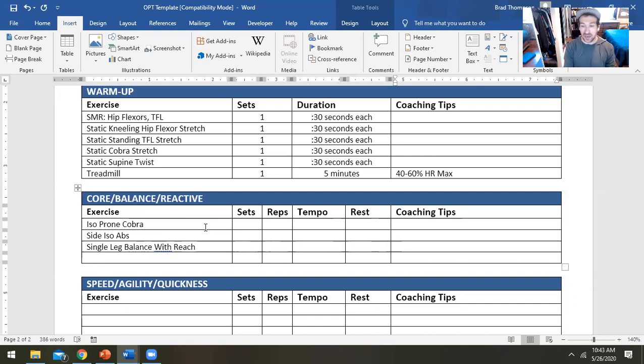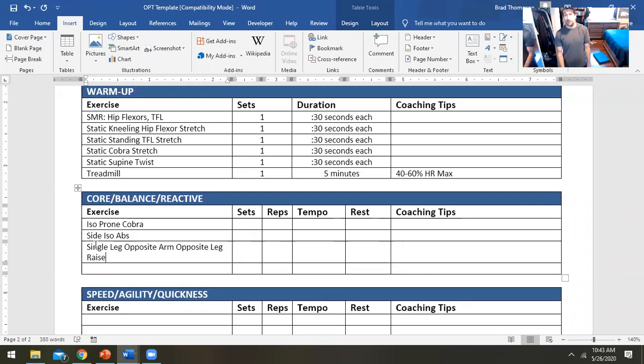And we're going to go right into, oh, you know what? I just realized we got a really good one that we have not mentioned. I take it back. Single leg opposite arm, opposite leg raise. And I know that sounds very similar, but this is basically the total body bird dog.